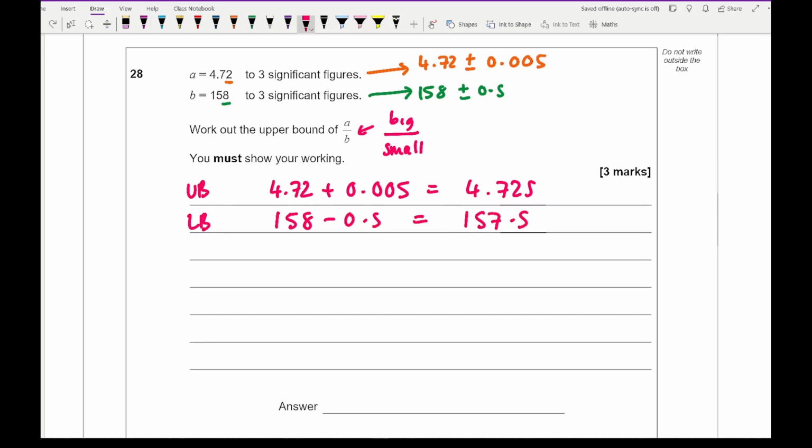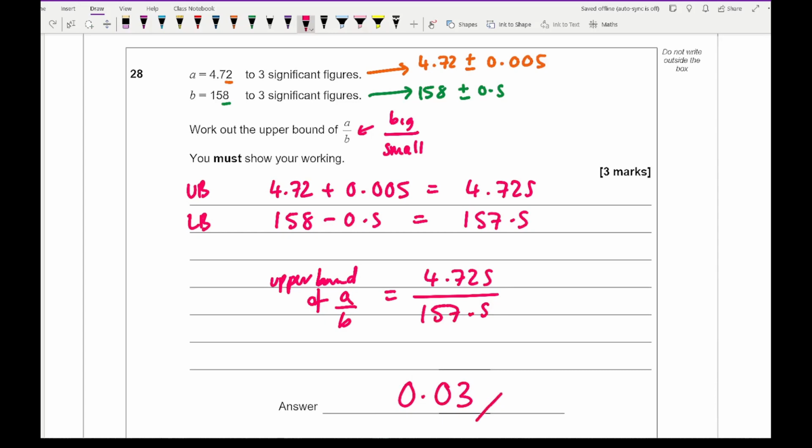And the lower bound of B is going to be 158 minus 0.5, which is 157.5. So then if I do the upper bound of the fraction A over B, that's going to be 4.725 over 157.5, and that should give me an answer of 0.03.